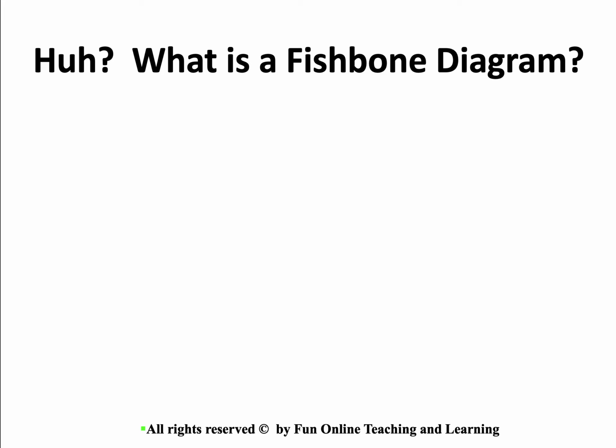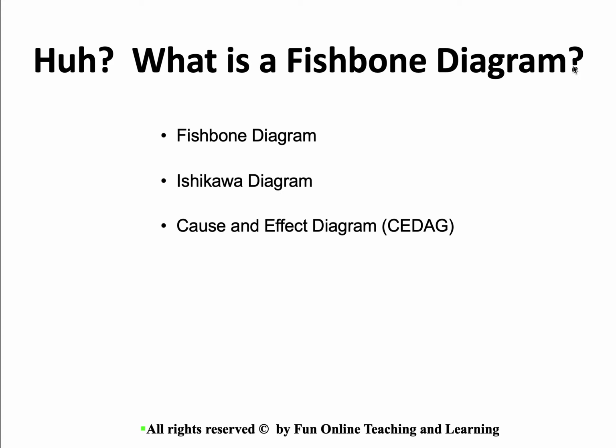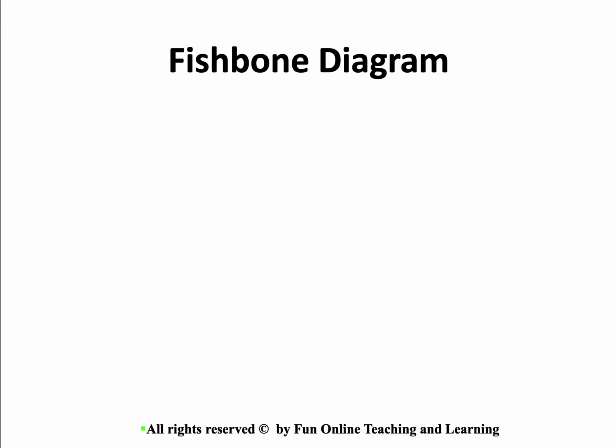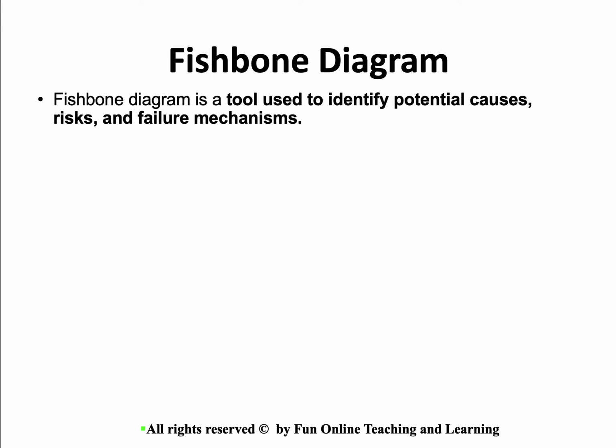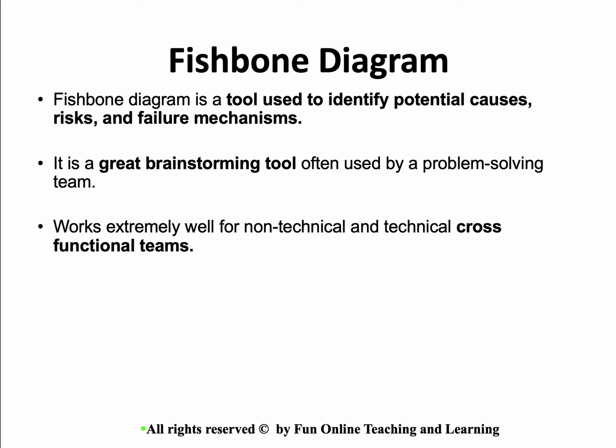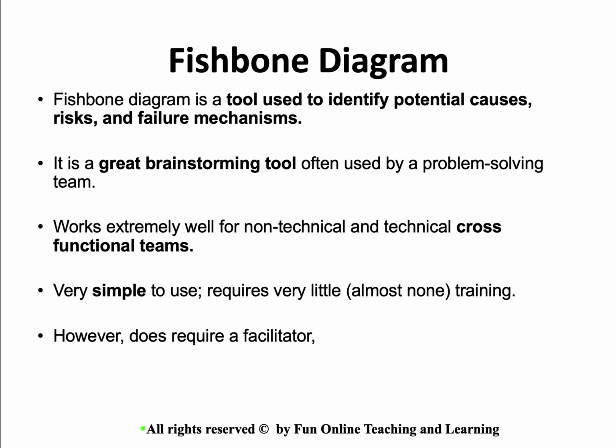So what does it look like, right? It's also called fishbone diagram, Ishikawa diagram, cause and effect matrix. It looks something like that. Let me see. Before I go there, I want to talk about it. It identifies the potential causes and risks and failures, right? It's a great brainstorming tool.